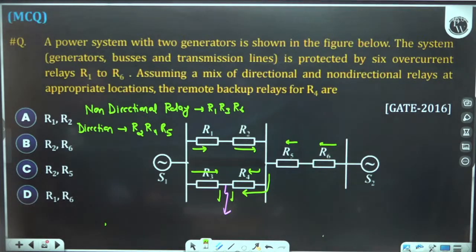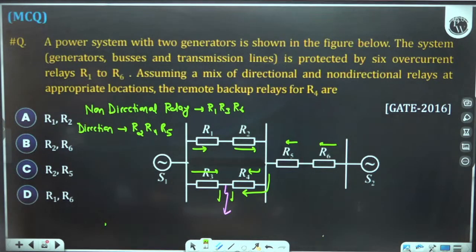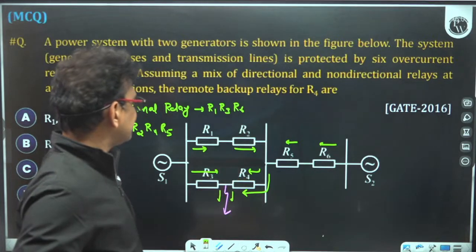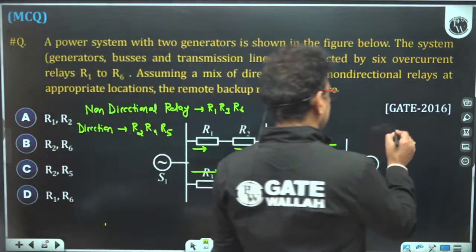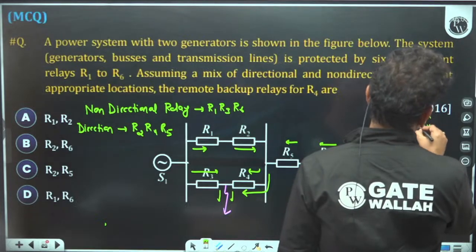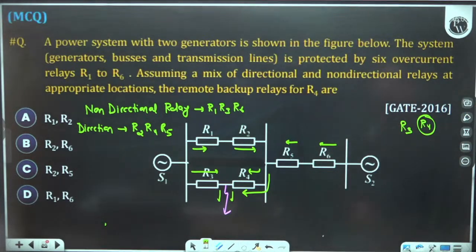Suppose R4 fails to operate. R is a directional relay which would operate when the current flows in this direction only. So which relay should operate as a backup protection? For this fault, the R3 and R4 relays should operate, but R4 has failed to operate. Then which relay should operate?